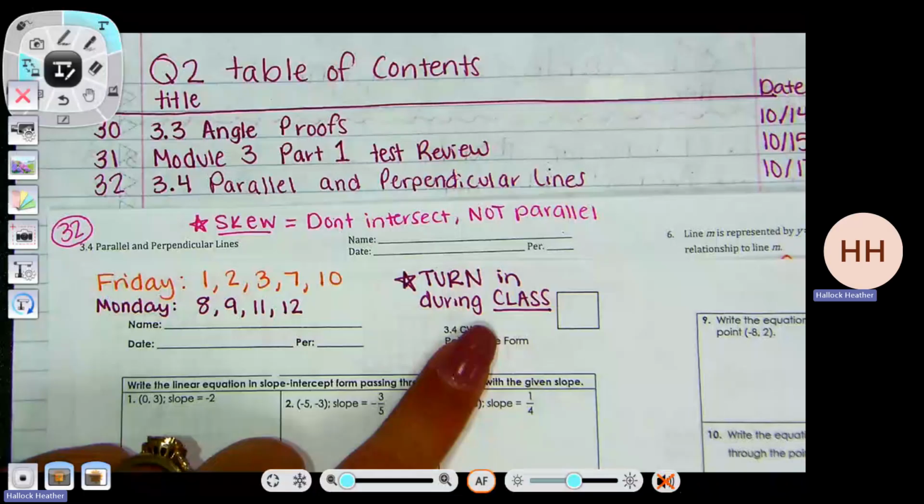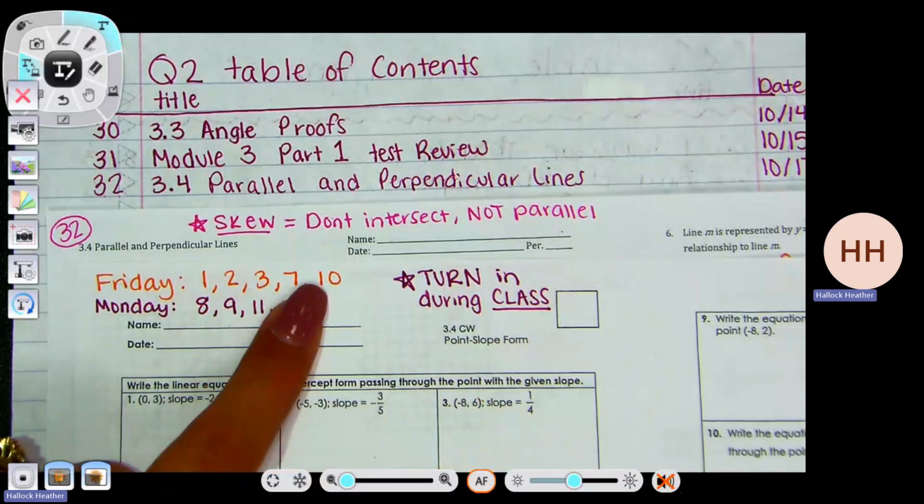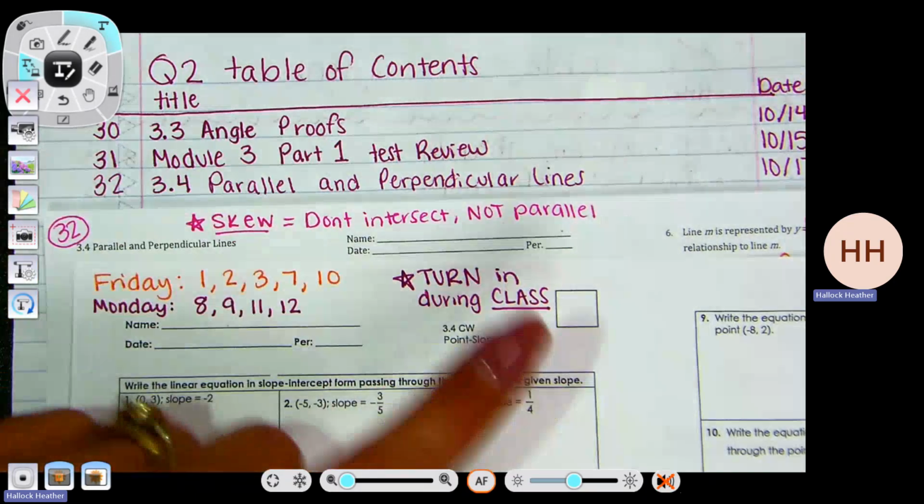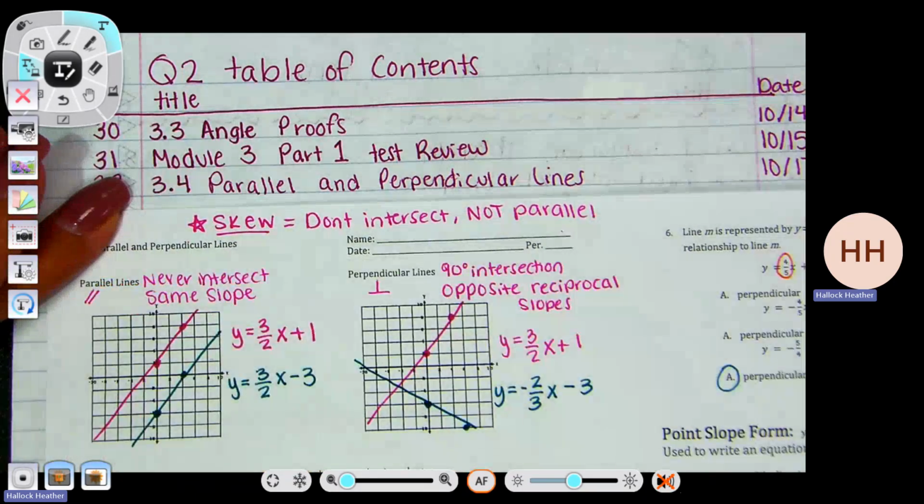Friday you're doing today. You should have done 1, 2, 3, 7, and 10 on Friday from the classwork. That way you only have 4 problems for today. But if you didn't finish Friday's assignment, that just means you have more to do today. Does that make sense? So let's talk about this. The classwork paper will be turned in class either today or tomorrow.